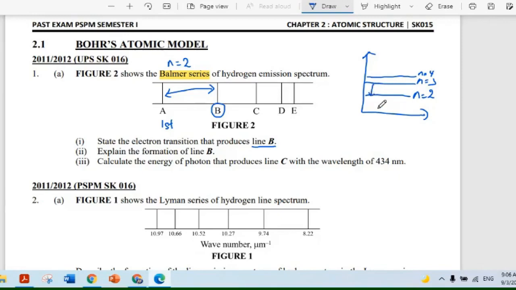3 to 2, right? Yes. Then 4 to 2. Then 5 to 2. Okay. So from here, you know which one is the first line? A, right? So this one is A. So this one is B. So do you think your answer is correct?